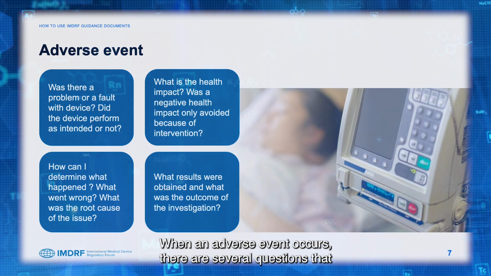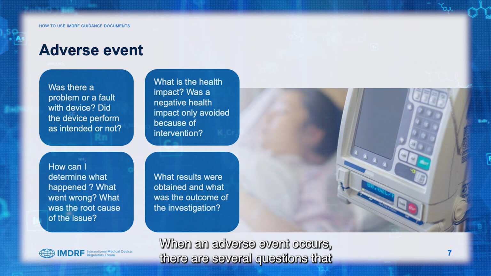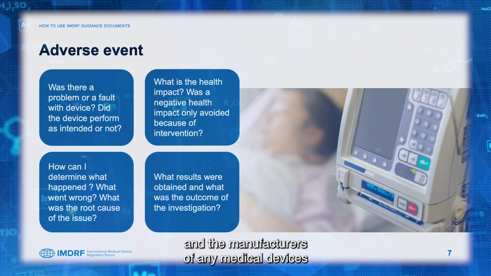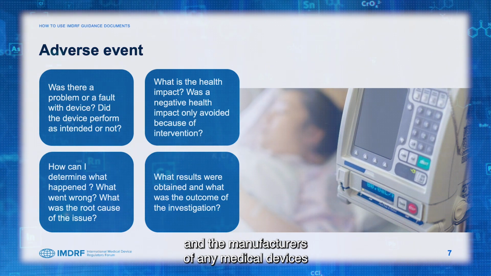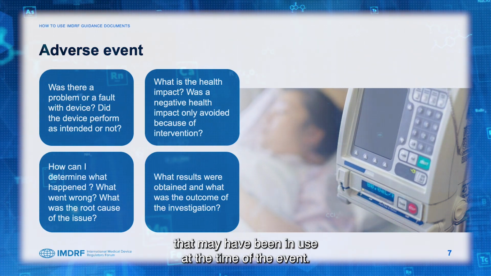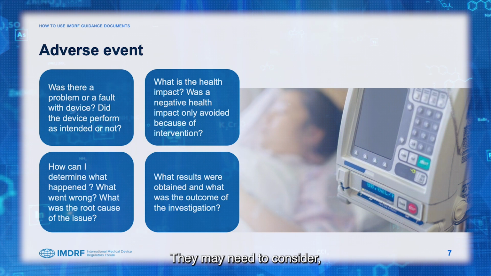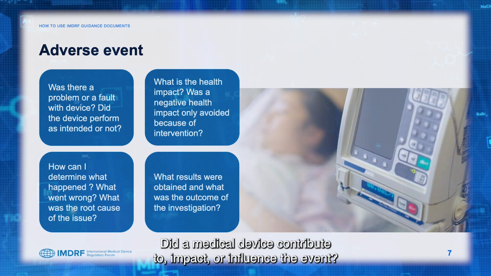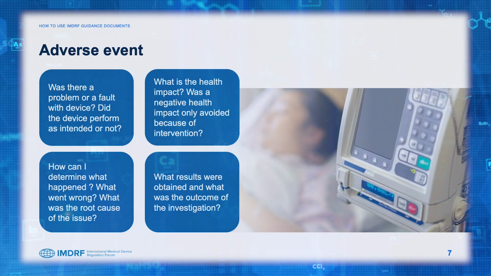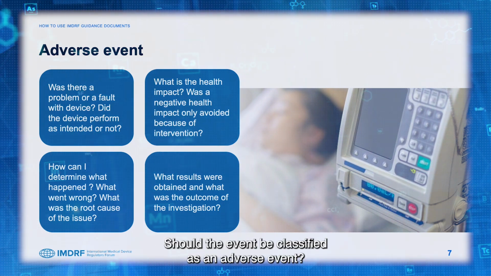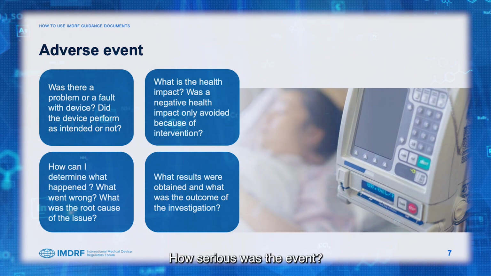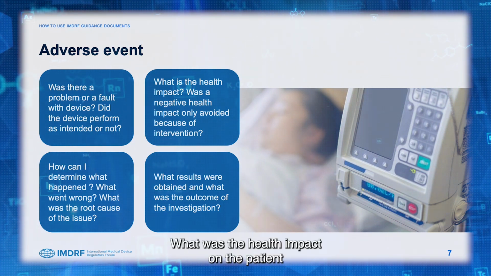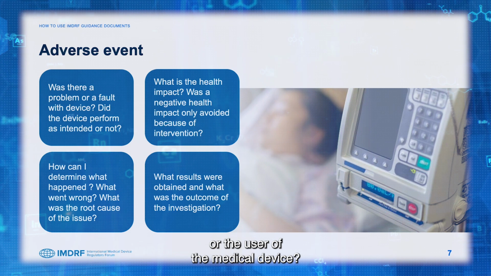When an adverse event occurs, there are several questions that need to be considered by both the healthcare professionals and the manufacturers of any medical devices that may have been in use at the time of the event. They may need to consider what occurred. Did a medical device contribute to, impact, or influence the event? Should the event be classified as an adverse event? How serious was the event? What was the health impact on the patient or the user of the medical device?